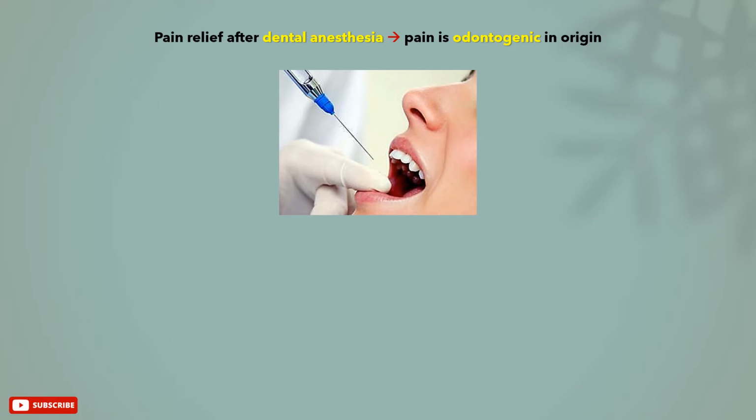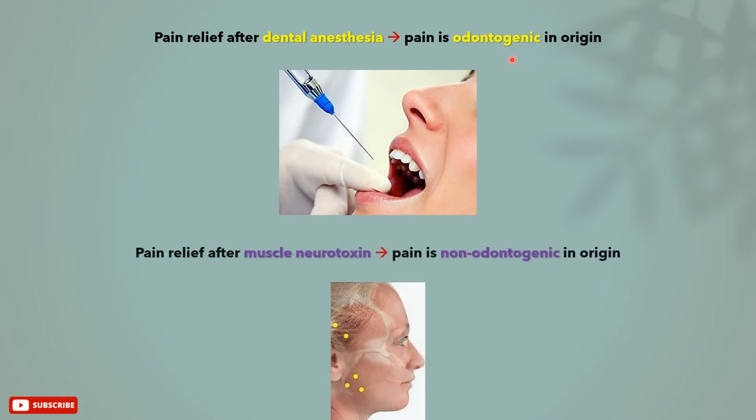So, to sum things up, to differentiate between odontogenic and non-odontogenic pain, if you use dental anesthesia and the pain is relieved, then you will know that the origin of the pain was odontogenic from that tooth. And if you used a muscle neurotoxin and the pain was relieved, you will know that the origin of the pain was non-odontogenic.